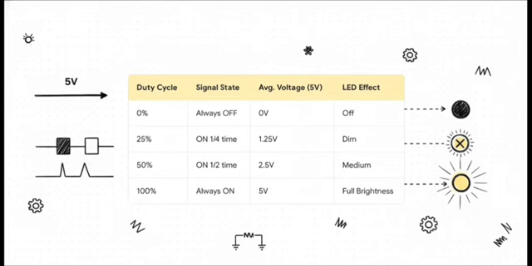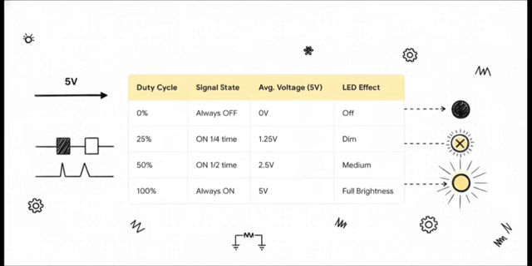Move to 50% duty cycle. On half the time, off half the time. The average voltage is 2.5 volts. Now we're at medium brightness. Do you see the pattern? At 75%, it's on for most of the time, giving an average of 3.75 volts, and it's pretty bright. And finally, 100% duty cycle just means the switch is always on. The LED gets the full 5 volts and is at its max brightness.